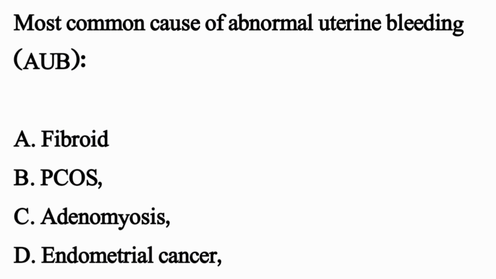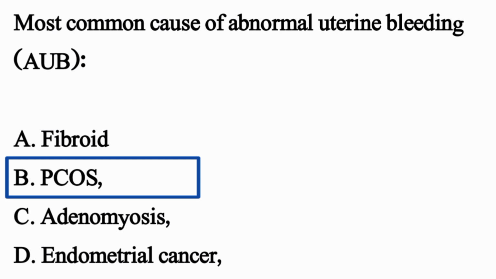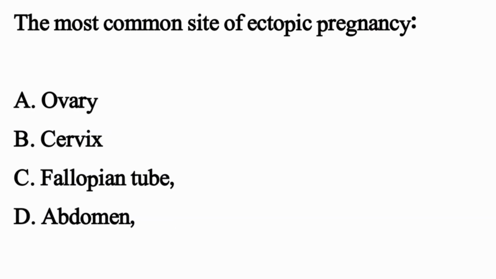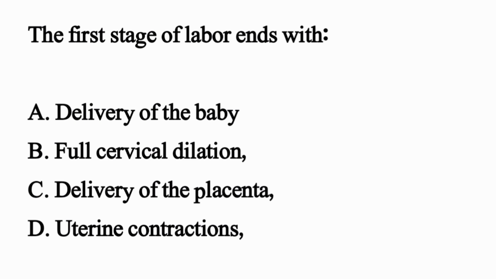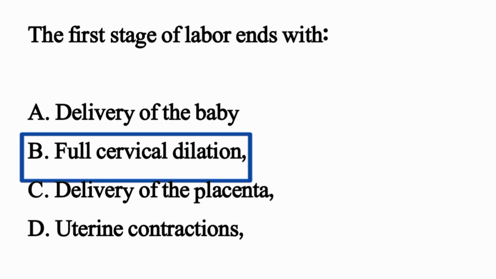Most common cause of abnormal uterine bleeding. The right option is option B, PCOS. The most common site of ectopic pregnancy. The right option is option C, fallopian tube. The first stage of labor ends with. The right option is option B, full cervical dilation.